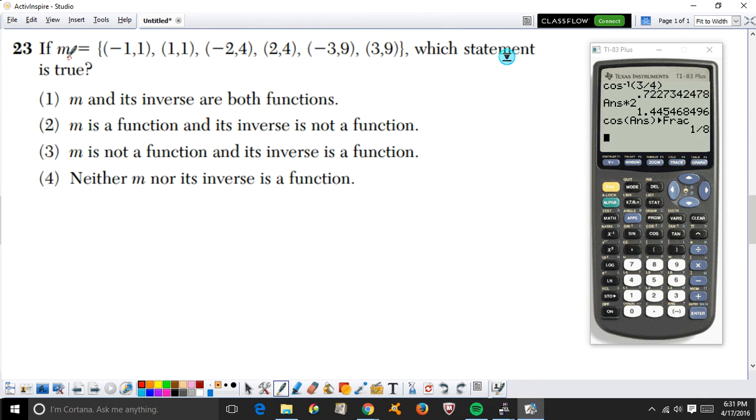In example 23, they're giving us certain points, and they want us to find a statement that is true. We want to find out if the inverse of the functions are actual functions. Now, let's look at the function. They use m. Before we start solving, I want to point out that when they're giving us points, if x repeats, then we do not have a function.